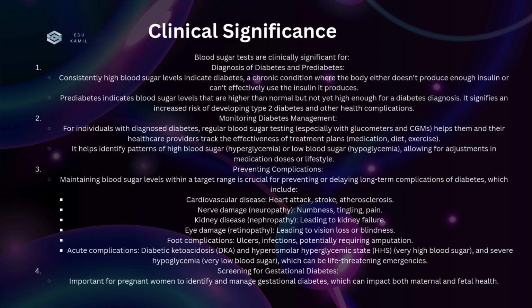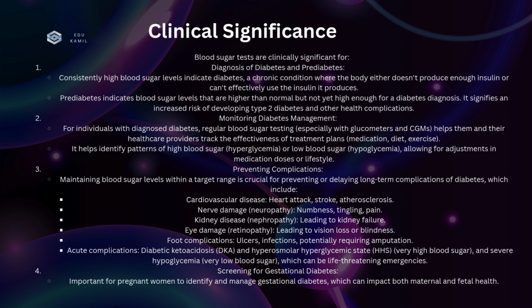Clinical significance. Blood sugar tests are clinically significant for 1. Diagnosis of diabetes and prediabetes. Consistently high blood sugar levels indicate diabetes, a chronic condition where the body either doesn't produce enough insulin or can't effectively use the insulin it produces. Prediabetes indicates blood sugar levels that are higher than normal but not yet high enough for a diabetes diagnosis. It signifies an increased risk of developing type 2 diabetes and other health complications.